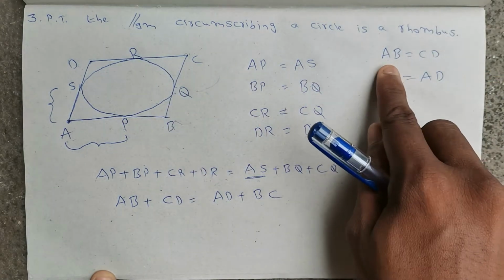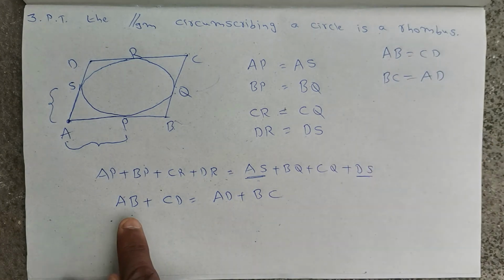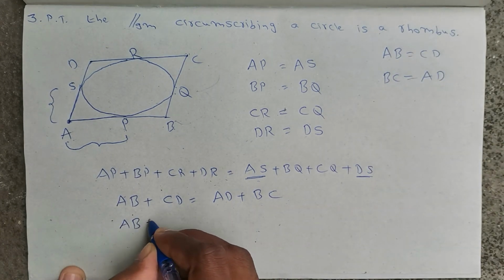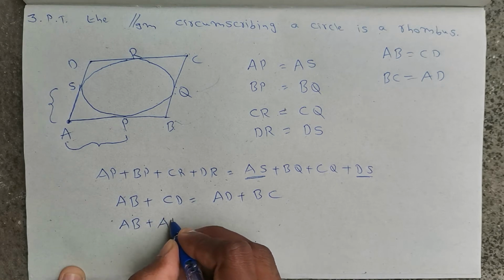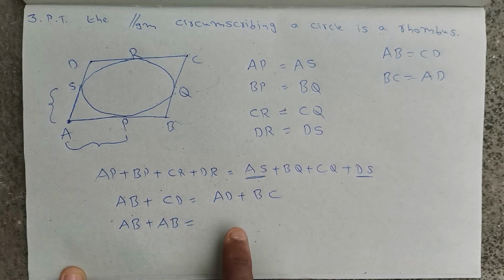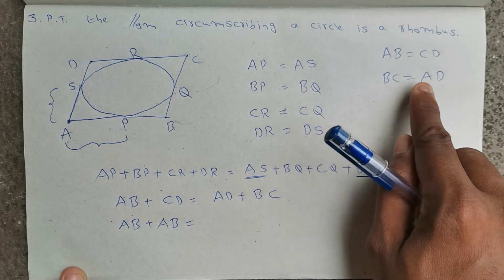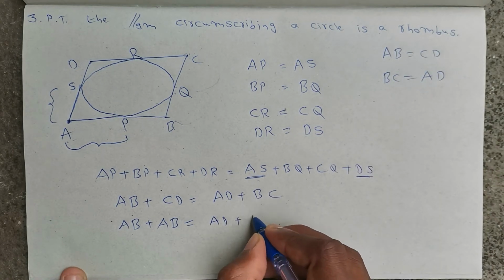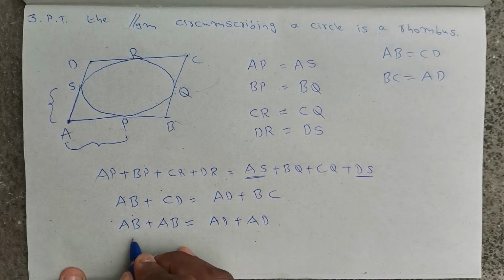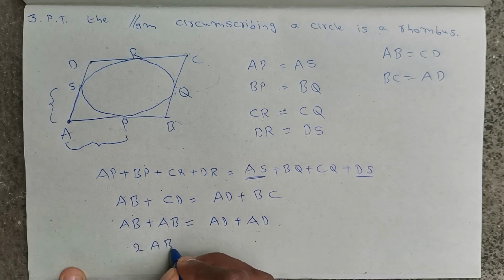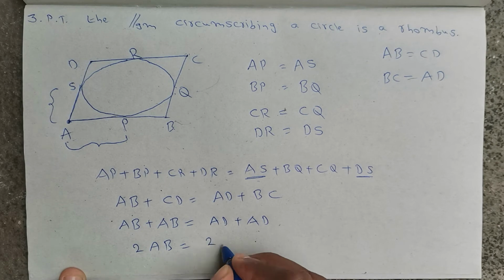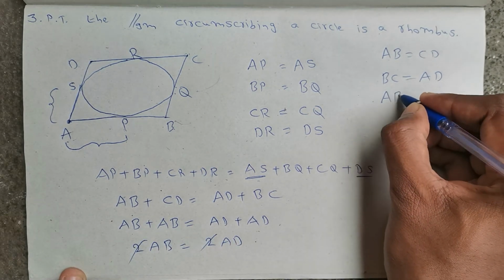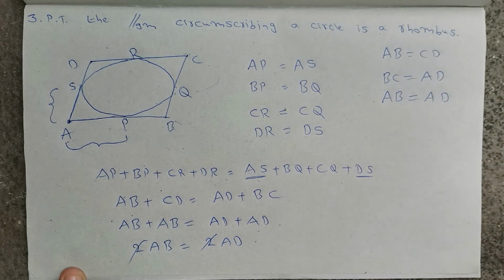So now AB, CD both are equal to each other. So here we have AB plus CD. AB I am writing as it is, plus in the place of CD I am writing again AB, is equal to AD plus BC. AD, BC both are equal to each other, so I am writing AD as it is, plus in the place of BC also again AD. AB plus AB, 2 times AB is equal to AD plus AD, 2 times AD. 2 will get cancelled. So we got AB is equal to AD.